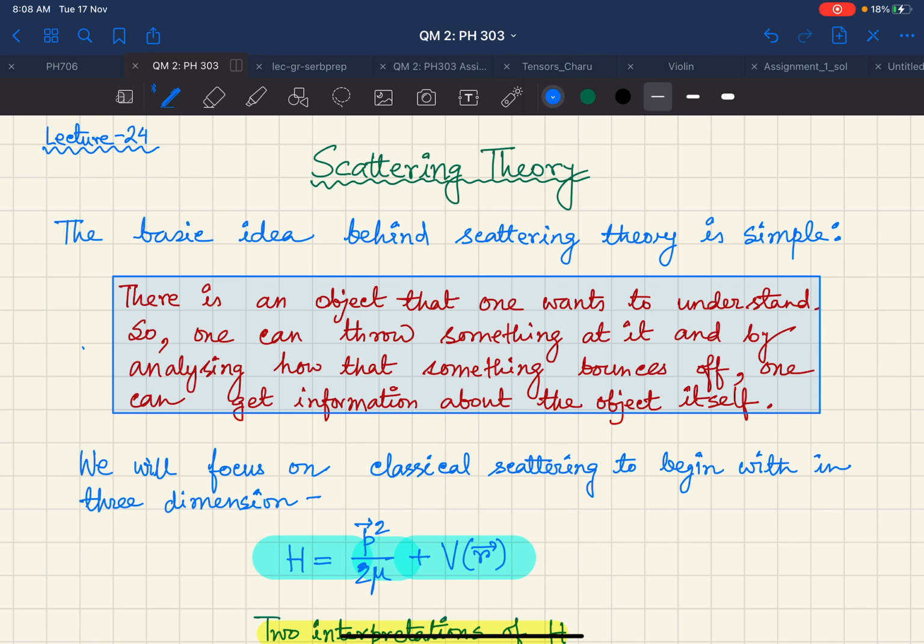So we come to the last topic of our discussion or the syllabus, which is basically the scattering theory. The basic idea, as I have told you in the very beginning, behind scattering theory is very simple. That means that there is an object that you want to understand. So what you do is that you throw something else at this object, and by analyzing how that something else bounces off that object, you can get some information about the object itself. So that is the principle behind scattering theory.